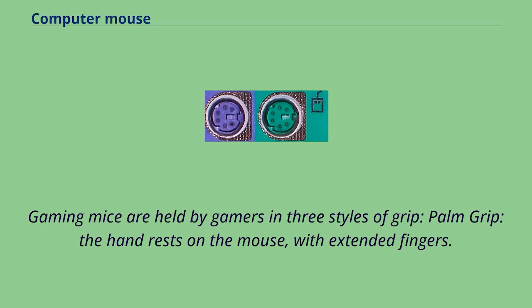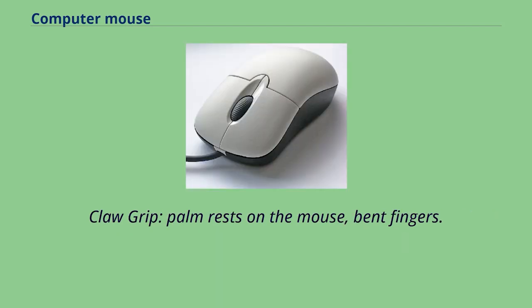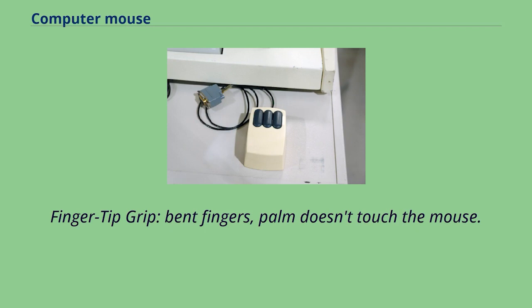Gaming mice are held by gamers in three styles of grip: palm grip, the hand rests on the mouse, with extended fingers; claw grip, palm rests on the mouse, bent fingers; fingertip grip, bent fingers, palm doesn't touch the mouse.